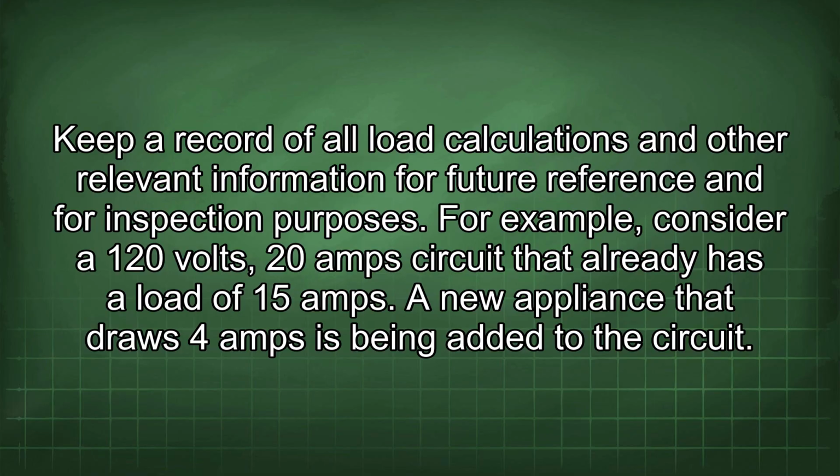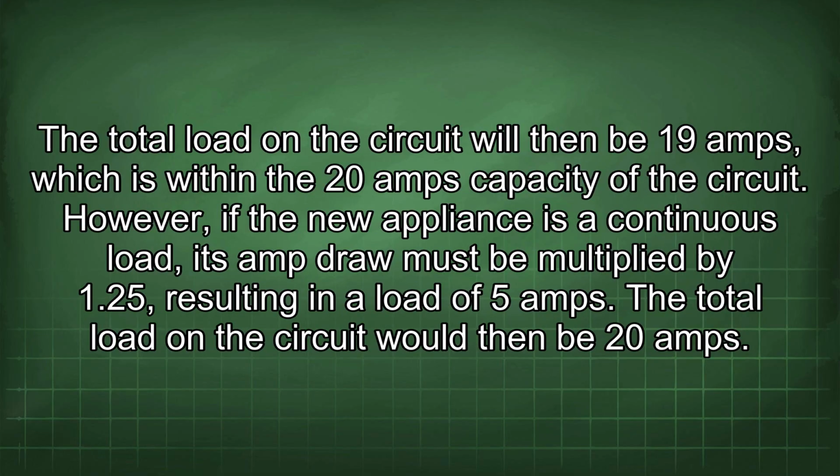For example, consider a 120 volt, 20 amp circuit that already has a load of 15 amps. A new appliance that draws 4 amps is being added to the circuit. The total load on the circuit will then be 19 amps, which is within the 20 amp capacity of the circuit. However, if the new appliance is a continuous load, its amp draw must be multiplied by 1.25, resulting in a load of 5 amps.